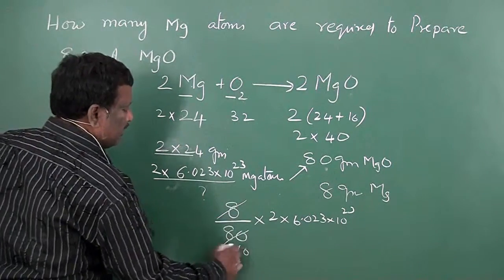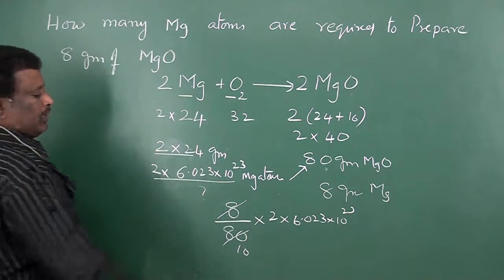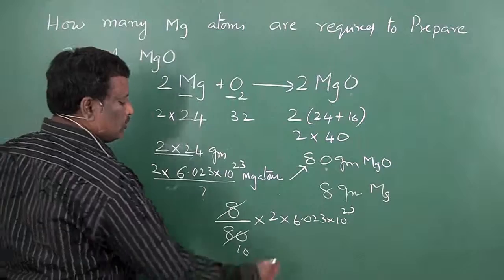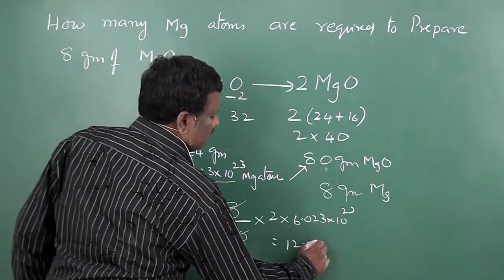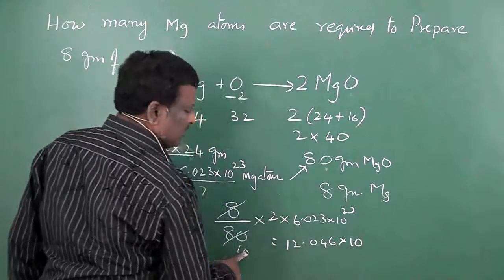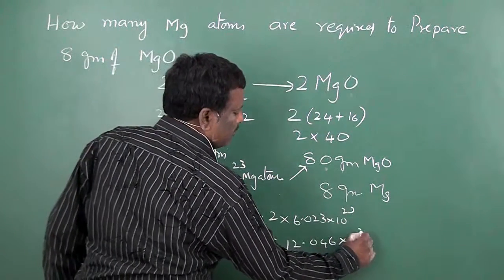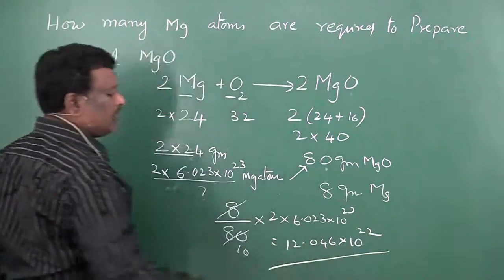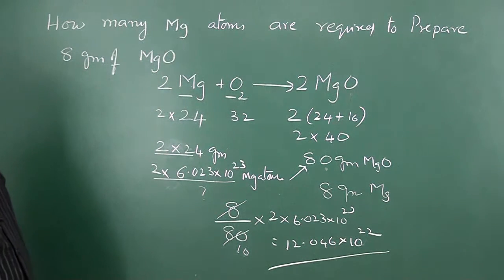8 into 10 is 80, so it cancels. Multiply 6.023 into 2, you will get 12.046 into 10 to the power, here 10 is there, so this 23 will become 22. That is the answer. That much number of magnesium atoms can react to form 8 grams of MgO.